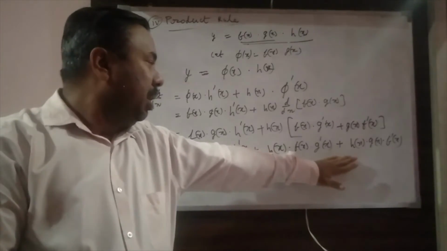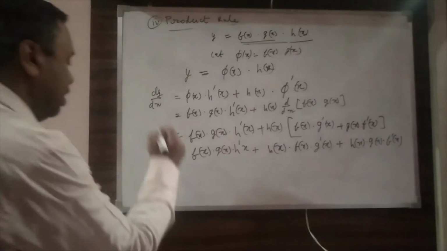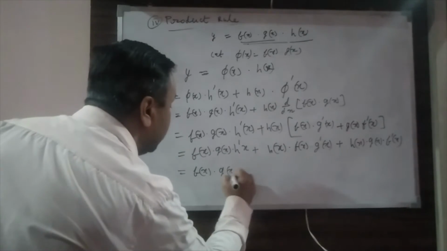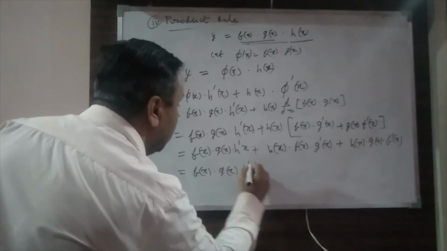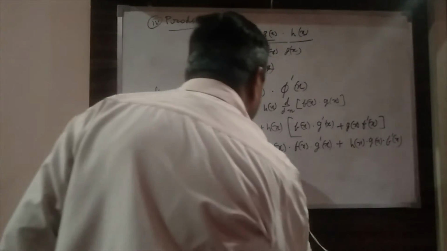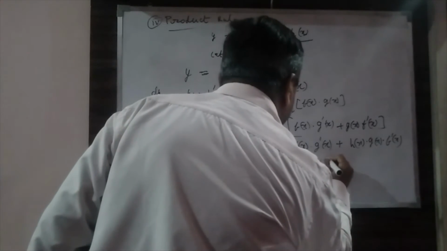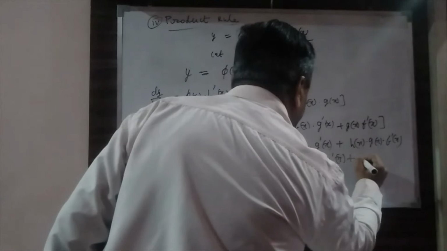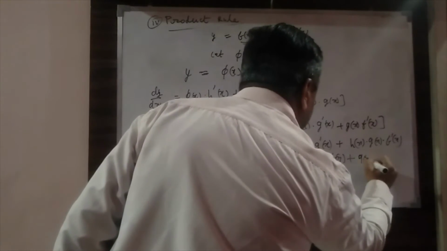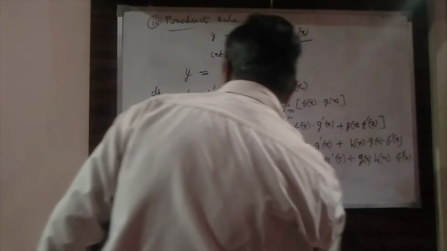Okay, if you are not getting this, I will rearrange. When I rearrange it, you see what happens. f(x) multiplied by g(x) into h'(x), take it as firstly. Second, I will take f(x) into h(x) multiplied by g'(x), and plus g(x) multiplied by h(x) multiplied by f'(x). So what do we get?